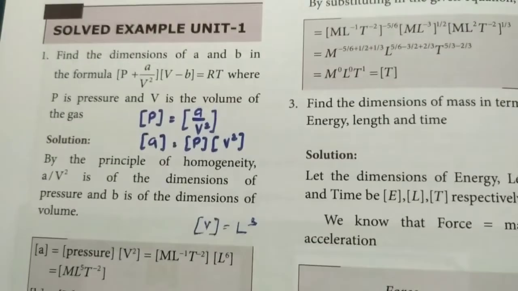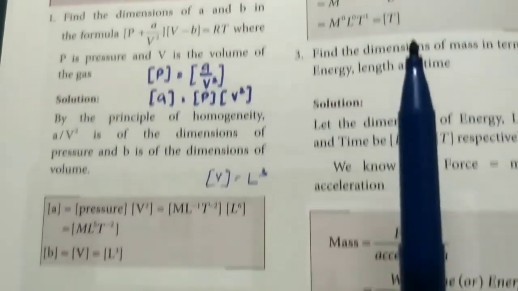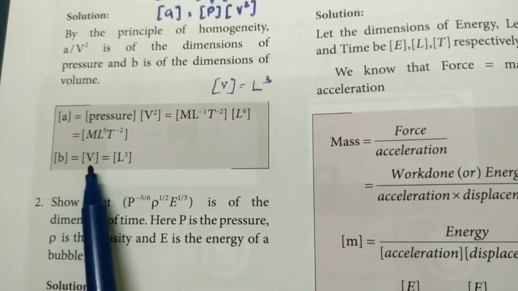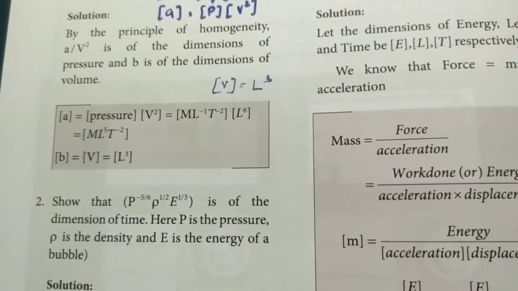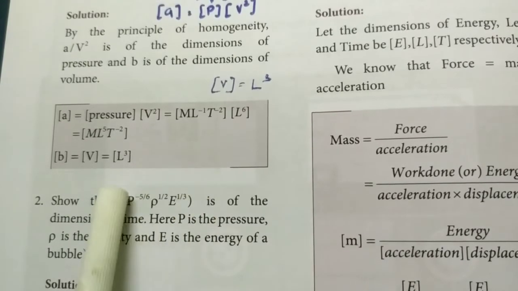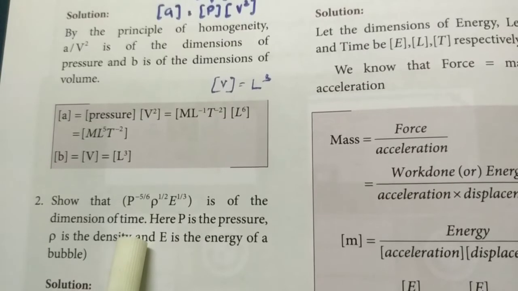In the problem it is given V minus B, so B must have the dimension of V. So simply we can write dimension of B is equal to dimension of V, which is equal to L cube. Okay, is it clear? The next problem is show that P power minus 5 by 6 rho power 1 by 2 e power 1 by 3 is one of the dimension of time. So this expression is having the dimension of time. That is what we have to prove.